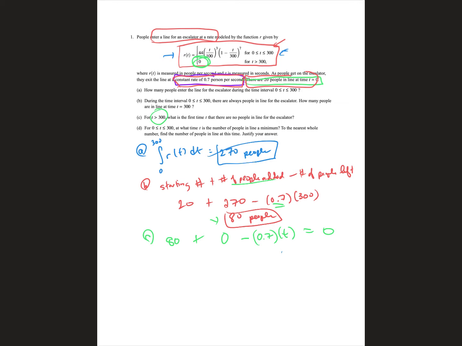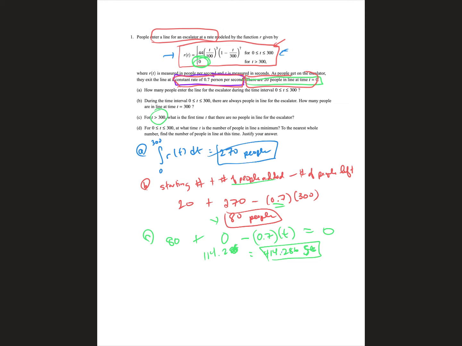I got like 114.286 or so. But keep in mind, that's the time after 300. So I want to take that and add it to the 300. Wow. And that should give it, that says seconds at the end, by the way. And that should give us the time when there are no people in line for the escalator.